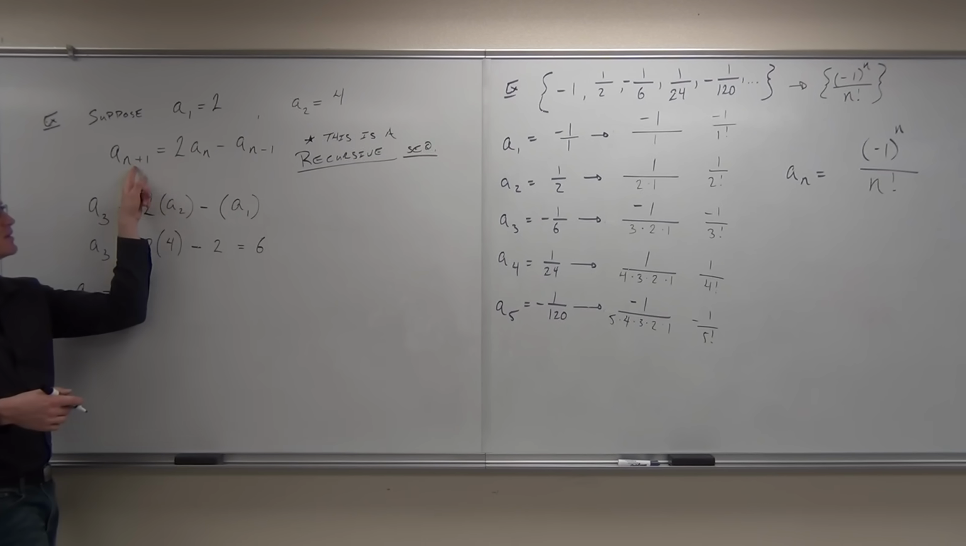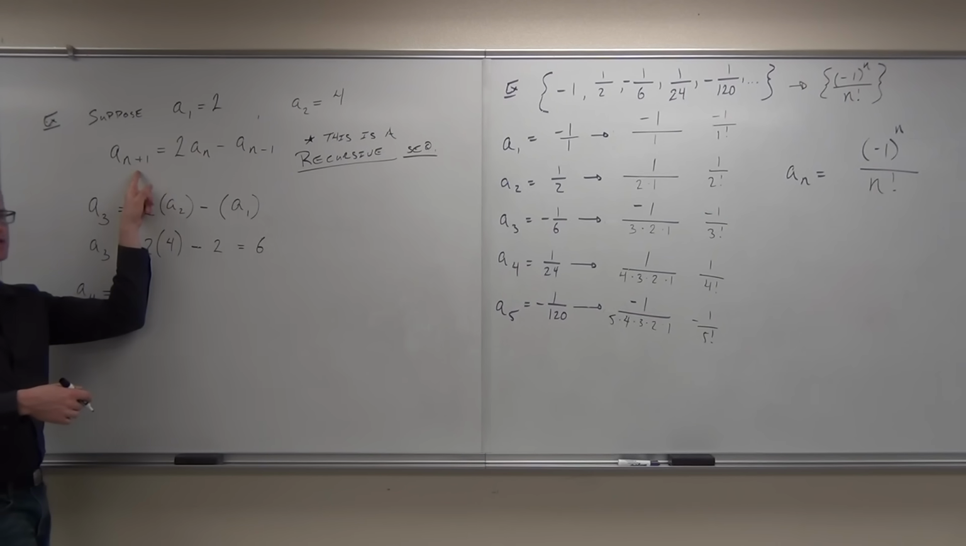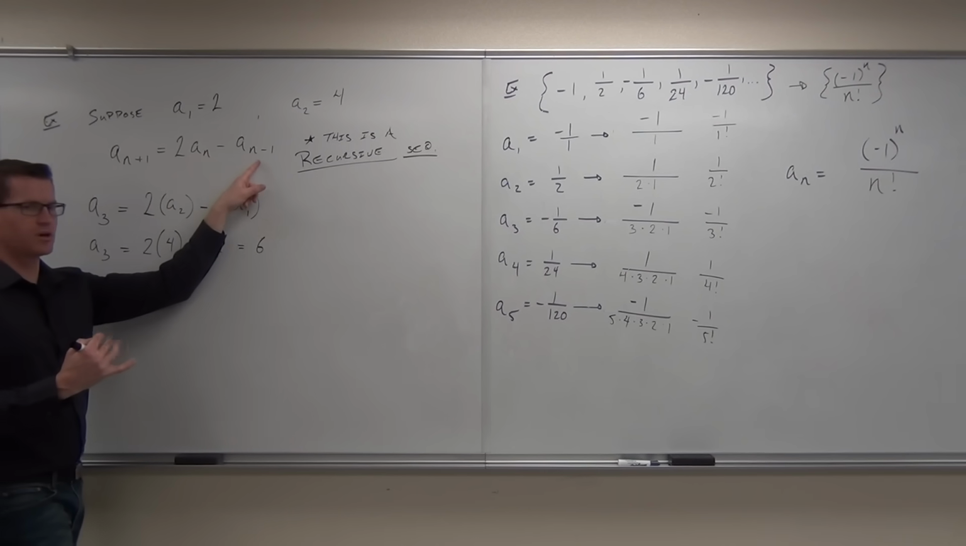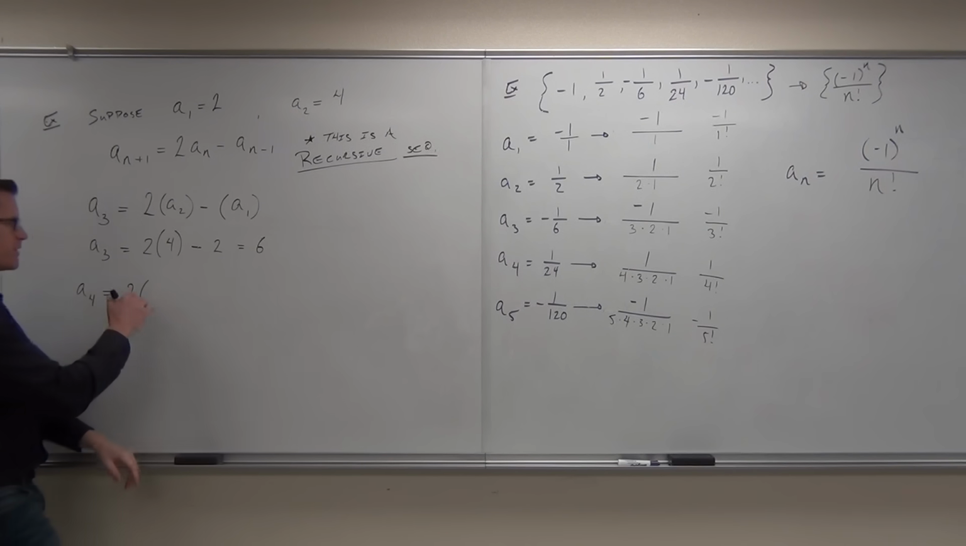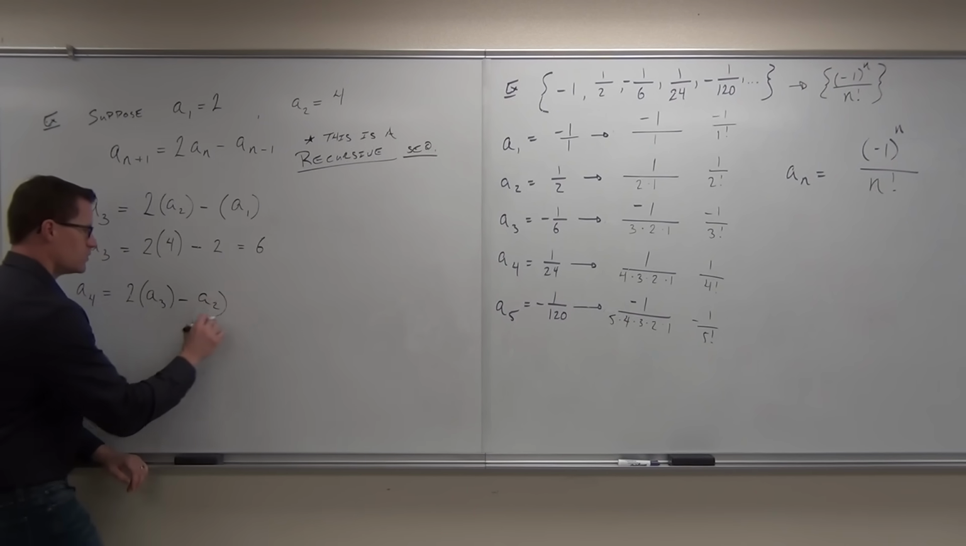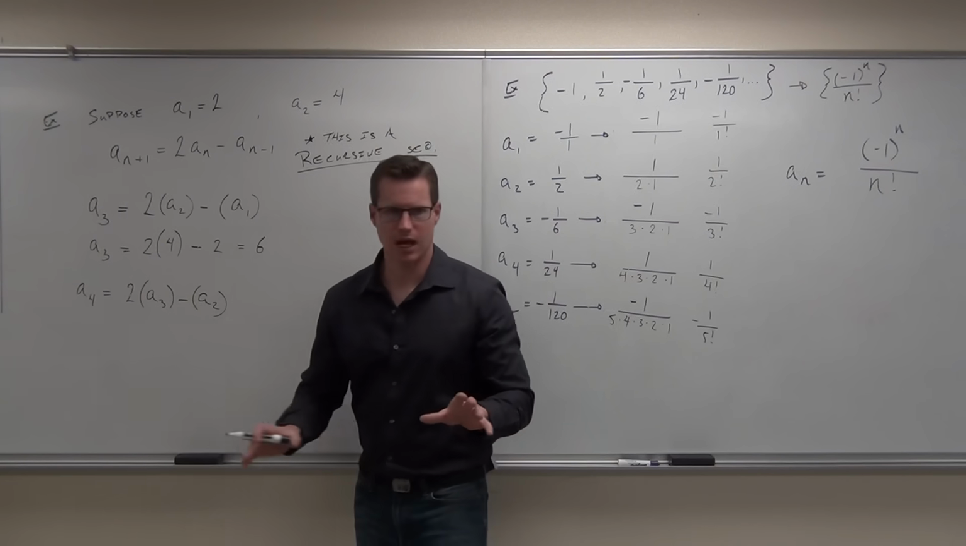This is a sub 3, this is a sub 2. This would be a sub 1. If this is a sub 4, this is a sub 3. And this is a sub 2. It's just the previous 2 terms. So this would be 2 times a sub 3 minus a sub 2. If that makes sense to you, you got it.